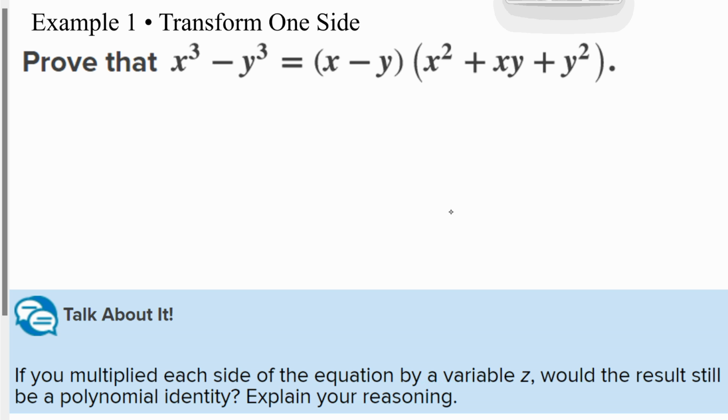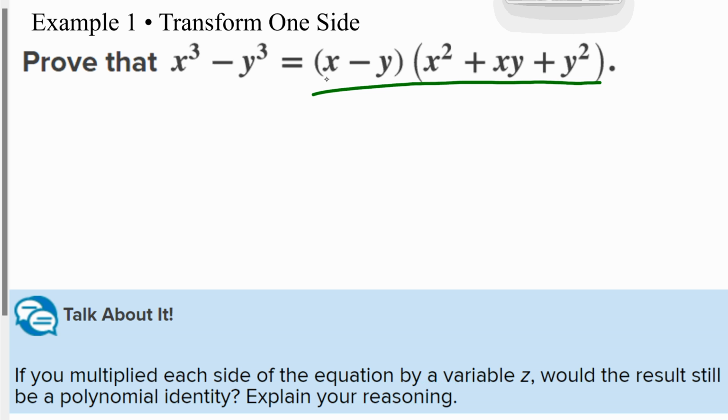Lesson 3, we are going to verify that a statement is true. So here's a true statement. You have to make sure it's true. So what you do is just transform one side. You take the more complicated side and you simplify it using algebra, right?